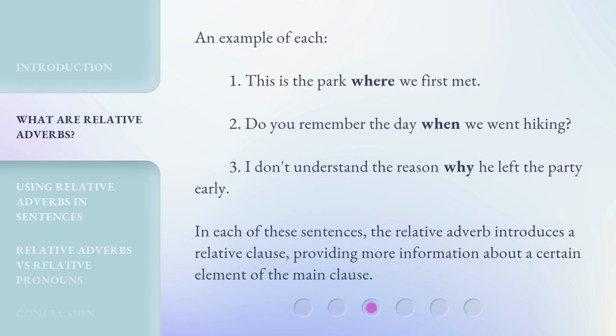An example of each. 1. This is the park where we first met. 2. Do you remember the day when we went hiking? 3. I don't understand the reason why he left the party early. In each of these sentences, the relative adverb introduces a relative clause, providing more information about a certain element of the main clause.